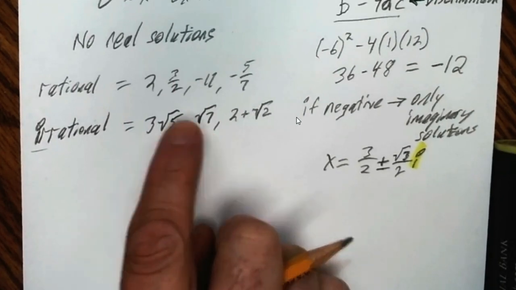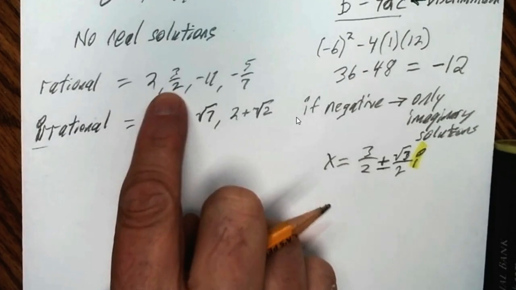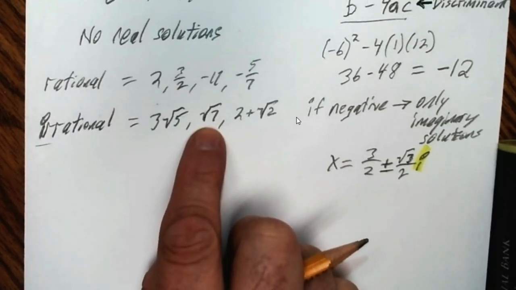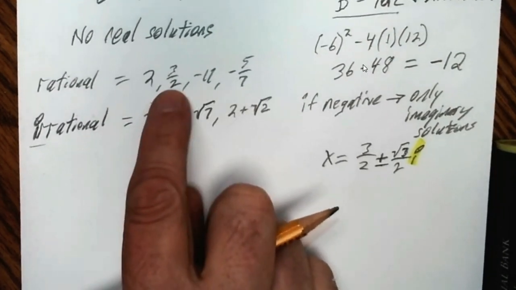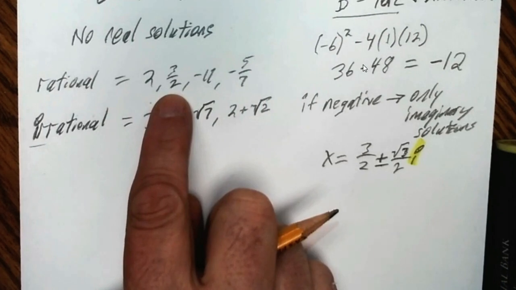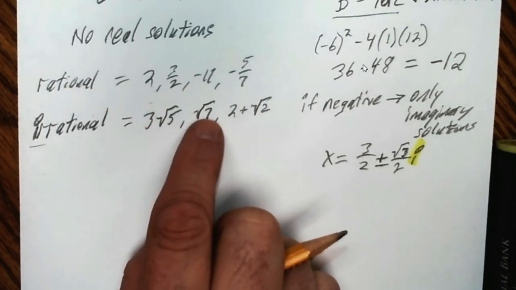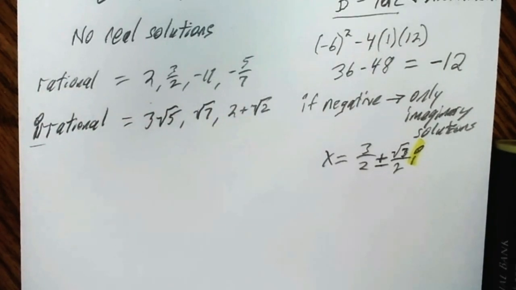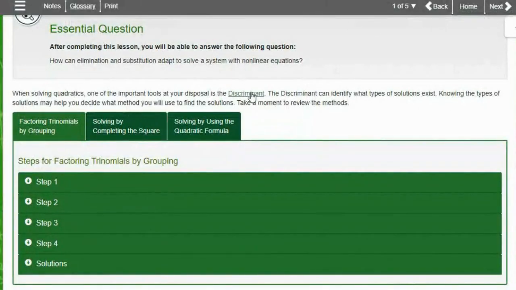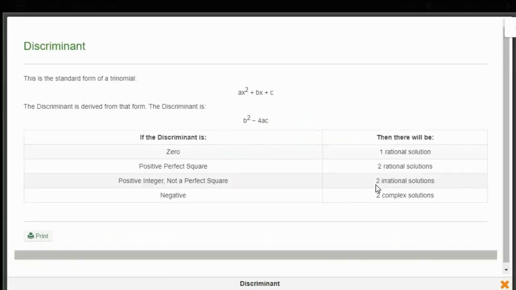It's just not nice and clean like 2, or 3/2, which is even a nice number compared to the square root of 7, because it's a decimal that does not repeat. This is a decimal like 1.5, but it terminates. It doesn't keep going forever. This keeps going forever. So this is rational, this is irrational, just to know the difference. So the discriminant can tell you 1 rational, 2 rational, or 2 irrational solutions. But if it's negative, there are no real solutions.